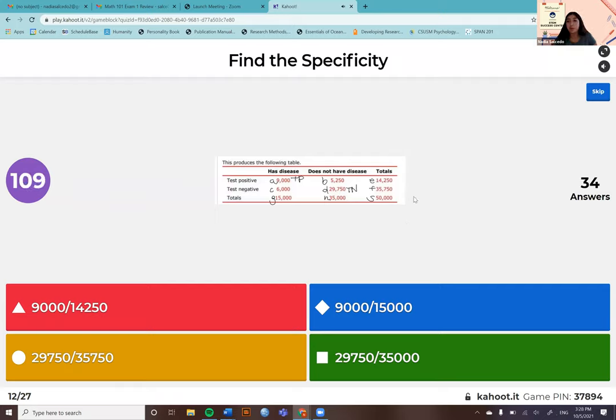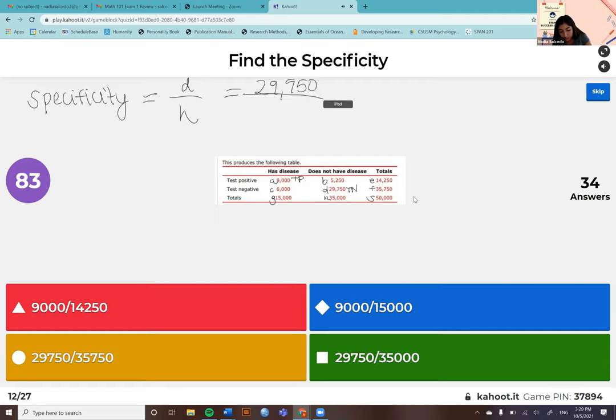Okay, so I'm going to go over this one, but I'm not going to press skip because it's not going to show me the table. So for specificity, it's going to be your true negatives over your total people that don't have the disease. That's going to be the little letter D over H, which would give us 29,750 over the total people that don't have the disease, which is 35,000.